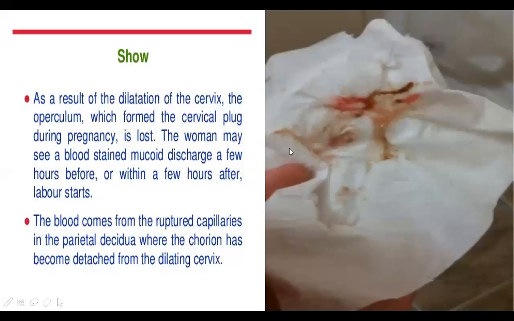And this blood is not present during false labor pain. The blood comes from the ruptured capillaries in the parietal decidua. What is the decidua? It is the endometrium of the pregnant lady, of thickness more than 10 mm, where the chorion has become detached from the dilating cervix. So that is the show.